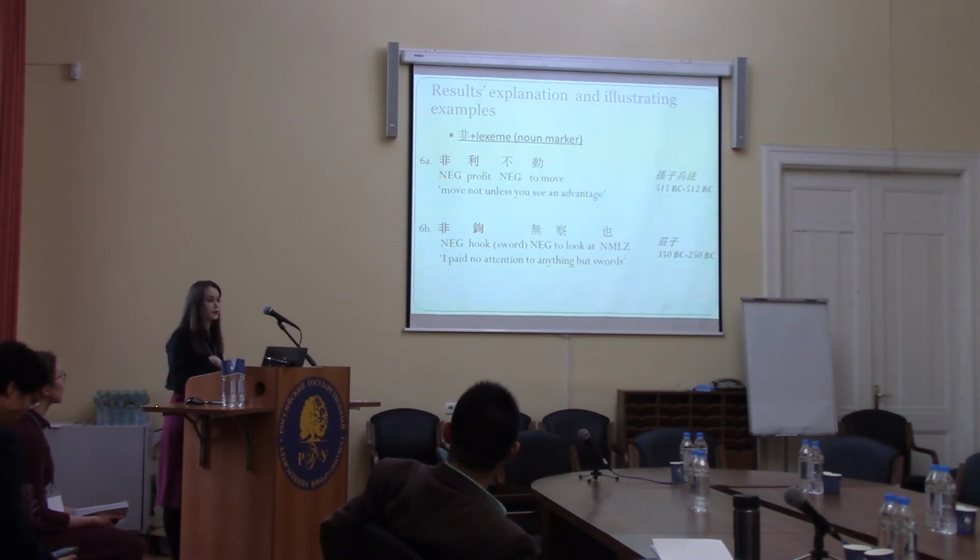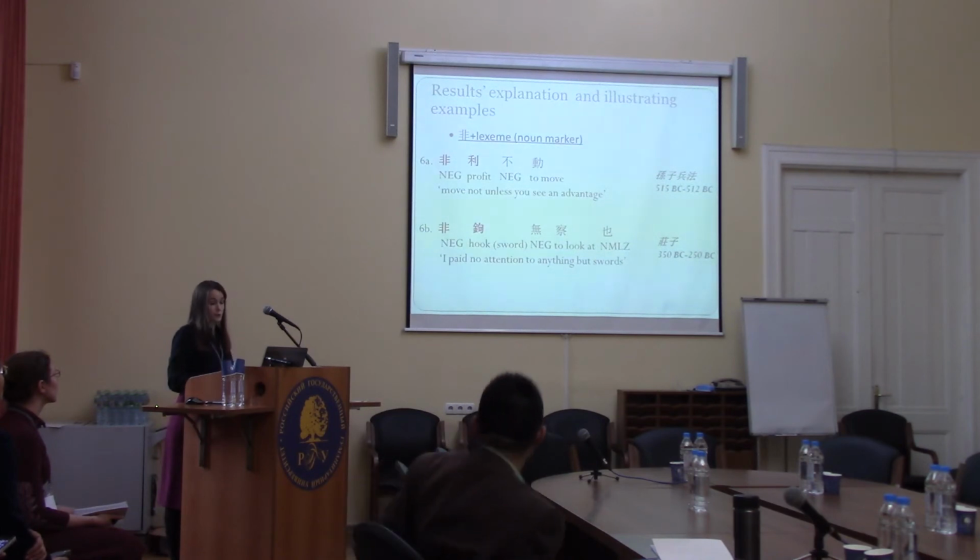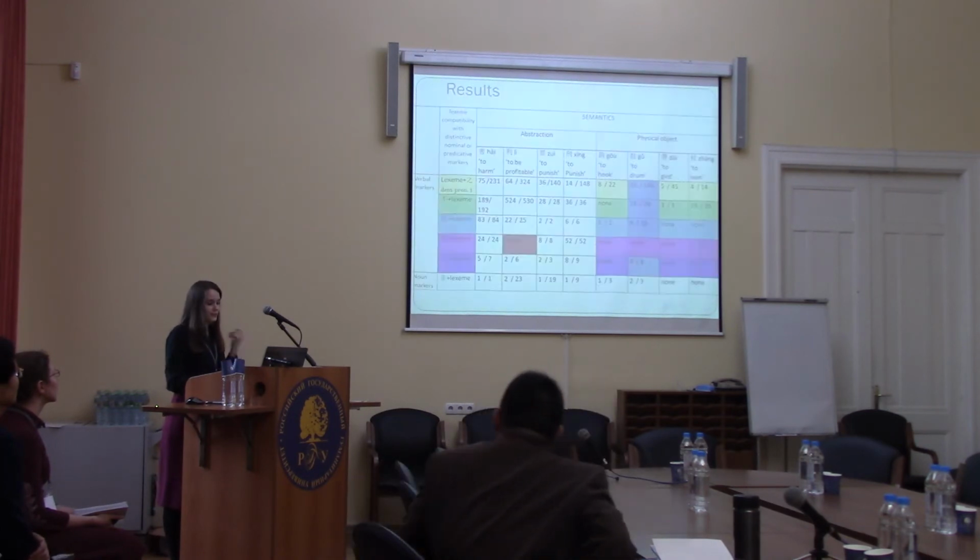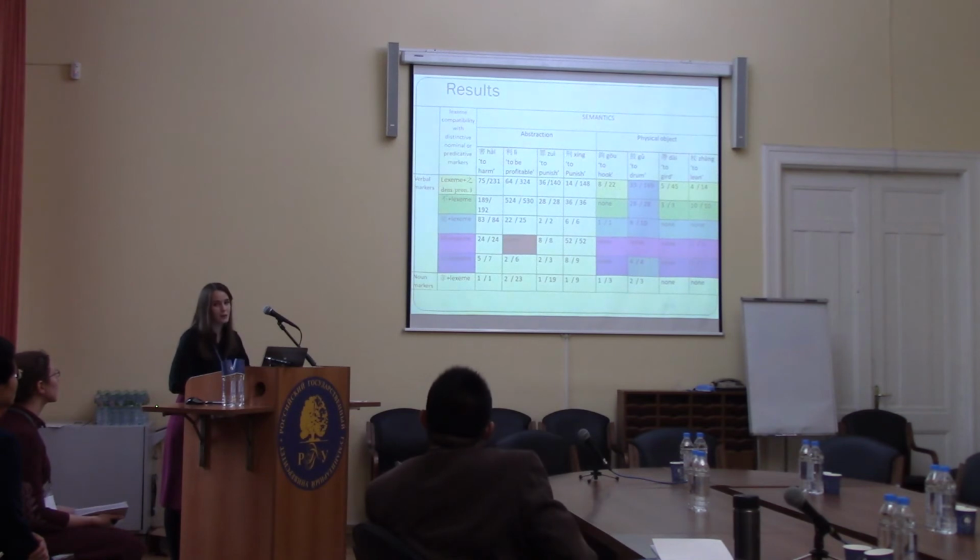And the last one, noun marker, negative. So we know that fei as a negative marker is used only with nouns. And well, we should get back to our table. And firstly, we shall take a look at the bright purple line, bei plus lexeme.